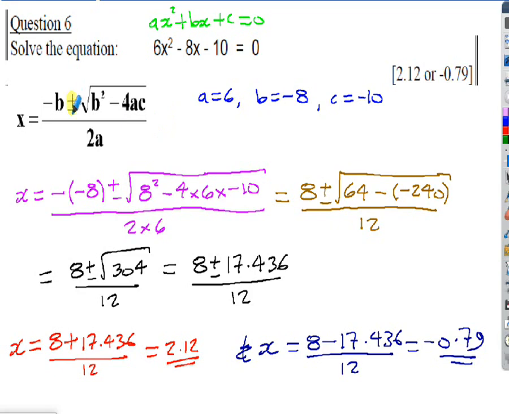Don't forget this plus or minus in the original equation must follow through the calculation all the way through here. You mustn't lose that. So when we come to the final calculation of the roots, we've got a plus and we've got a minus in our solution. So that's how we get the two roots here. So 2.12 is the first root and negative 0.79 is the second root to the solution.